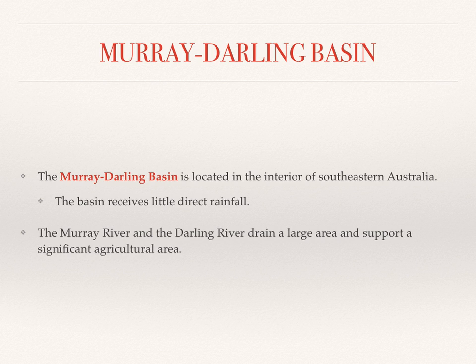Murray-Darling Basin. The Murray-Darling Basin is located in the interior of southeastern Australia. The basin receives little direct rainfall. This basin drains a large area of Australia and supports a large agricultural area.